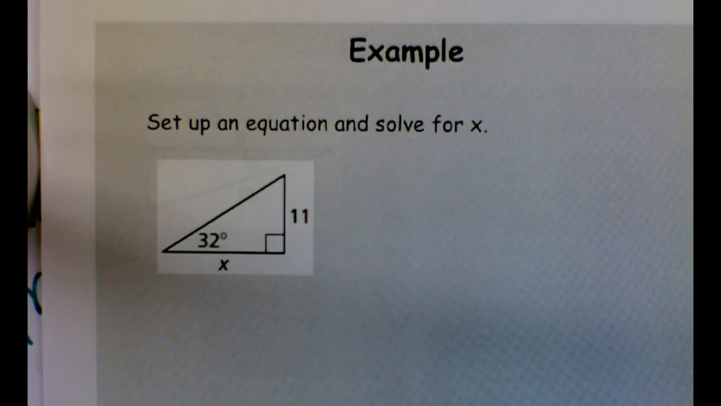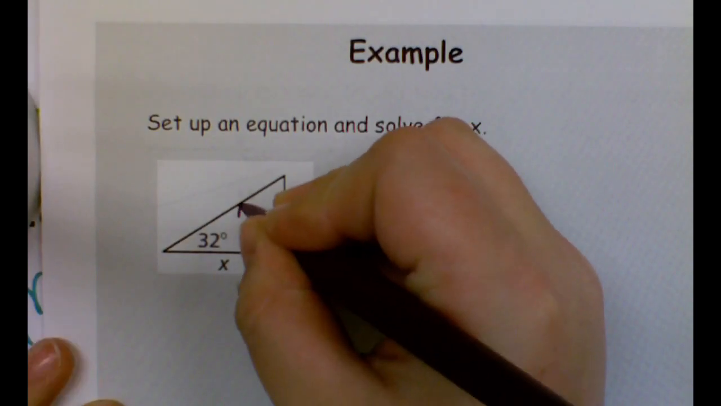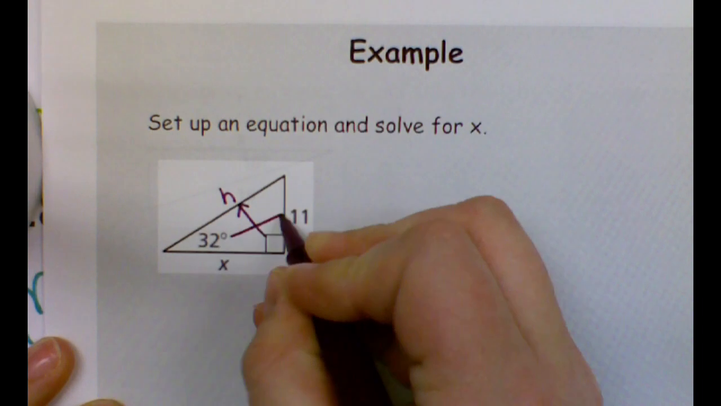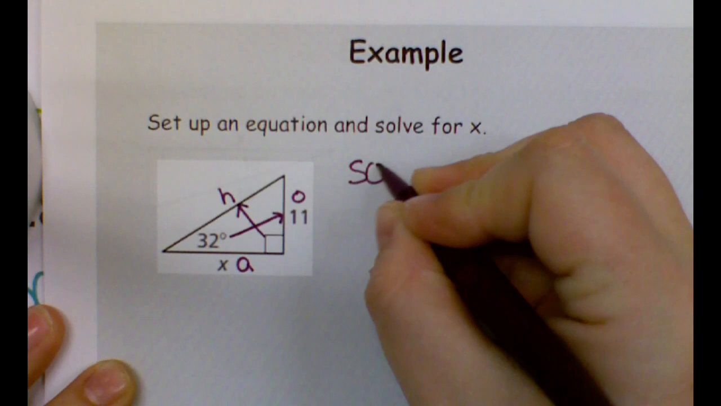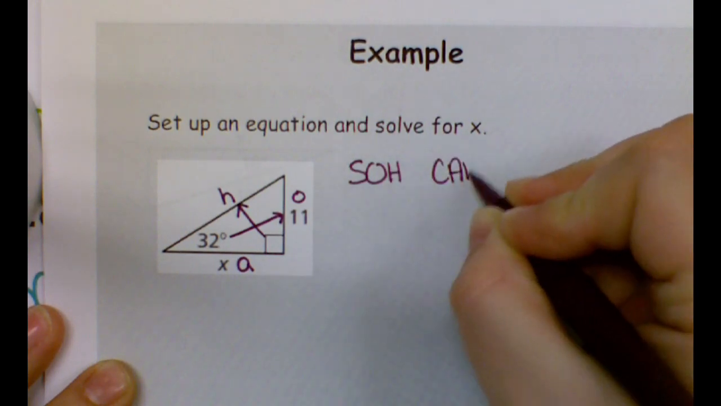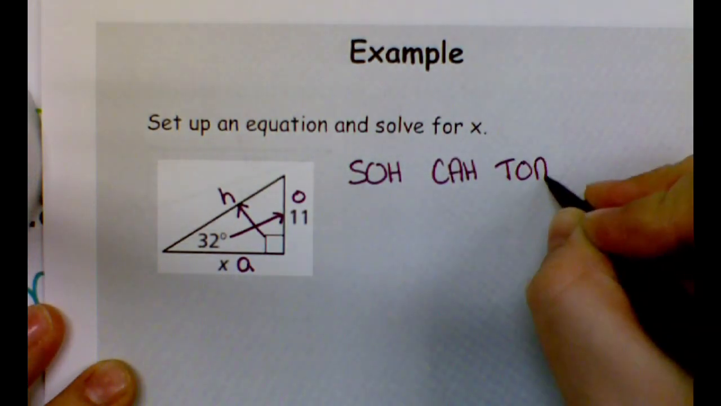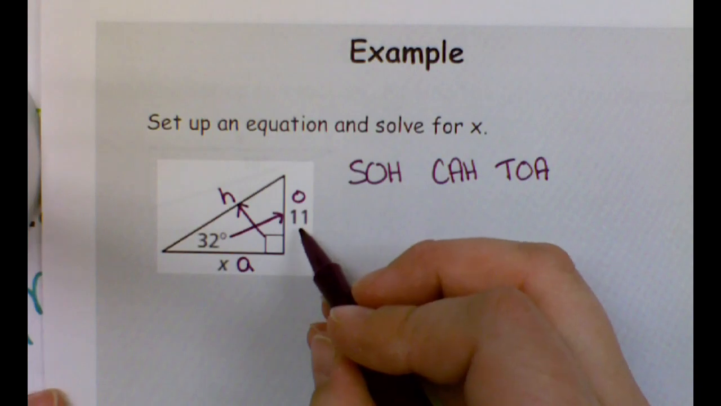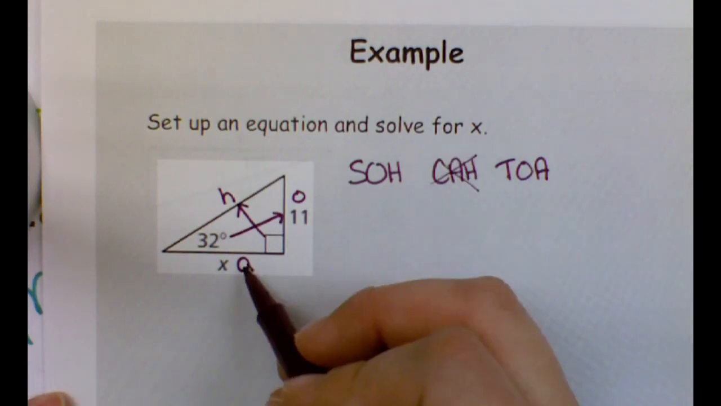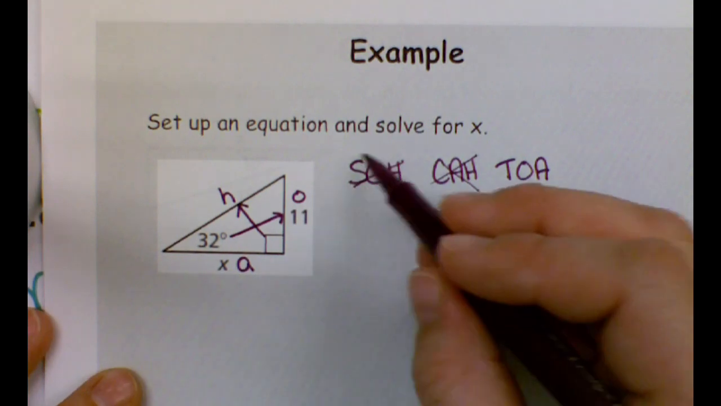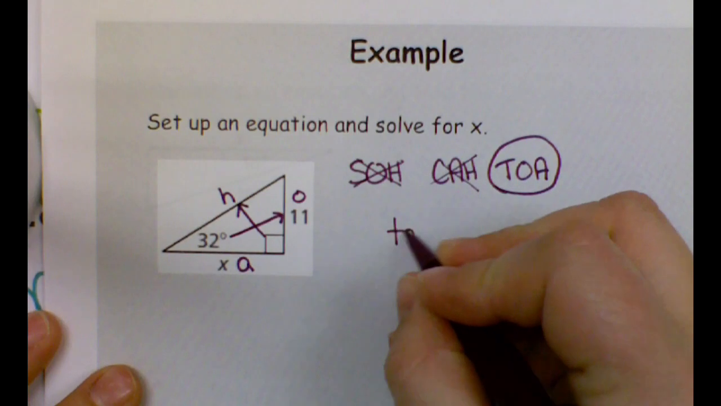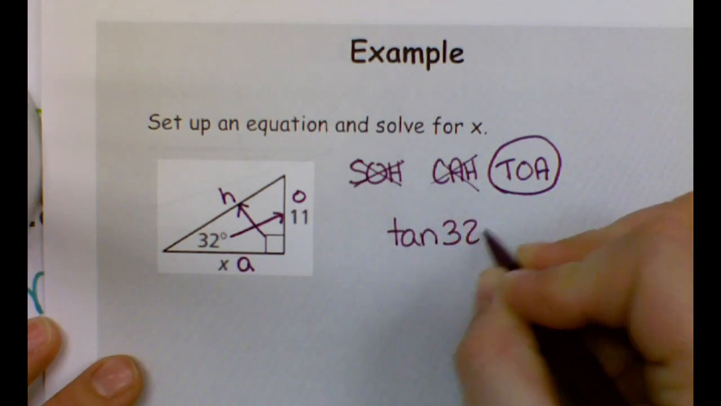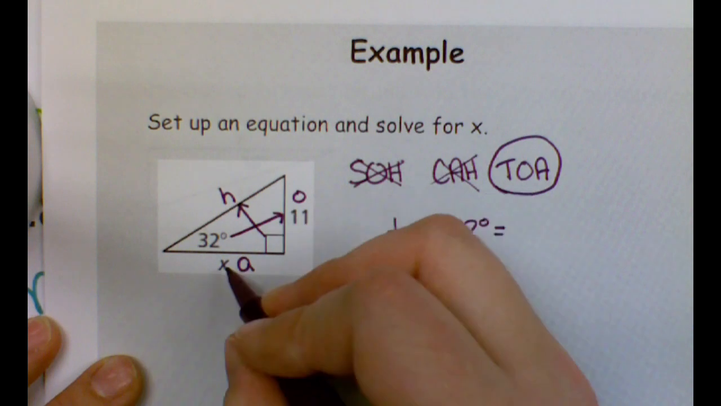There we go. Now we're going to solve for this x. Well, we've got an angle labeled. So across from the right angle is my hypotenuse. Across from that angle is the opposite. Third side is the adjacent. Write out SOHCAHTOA. My opposite has a number, so it means I'm not using cosine. My adjacent has the variable, so I'm not using sine. I'm using tangent. So the tangent of my angle, which is 32 degrees, equals opposite over adjacent.